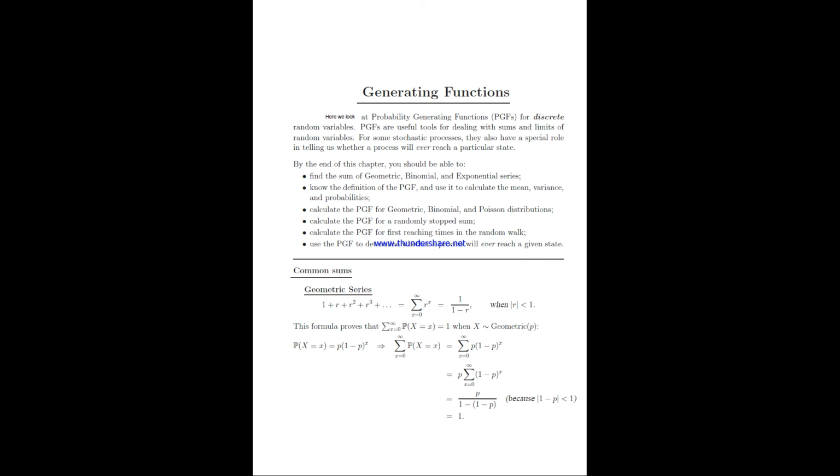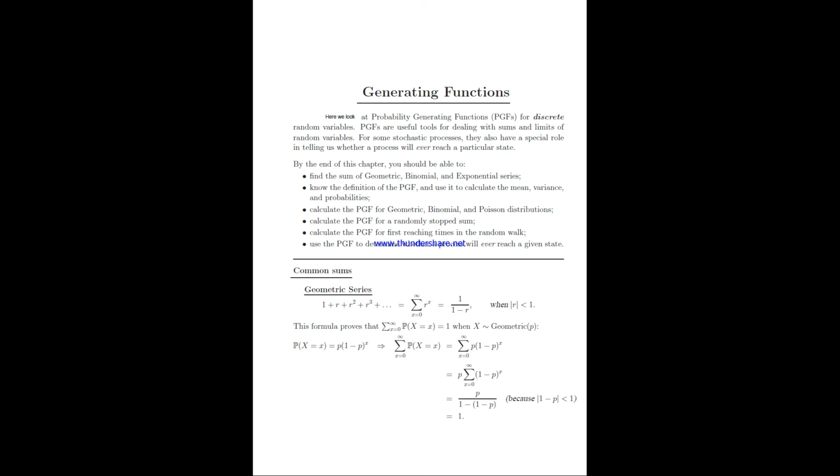Using this, if X is a random variable with a geometric distribution with probability p, then when you take the summation of all the probabilities, starting from x equals 0 to infinity, it should be equal to 1. We know that for any random variable, the summation of all the probabilities should definitely add up to 1. But using this common summation of the geometric series, you can prove that again.